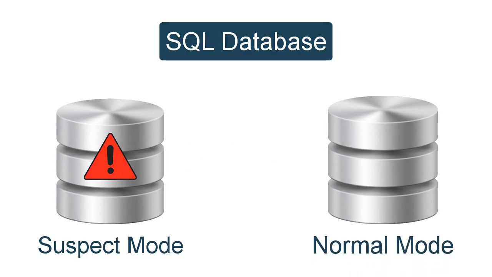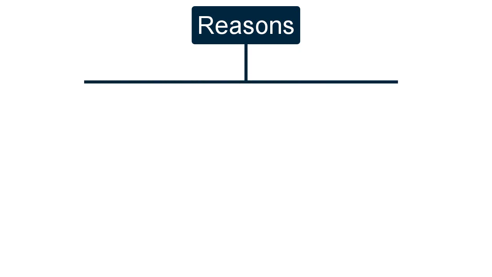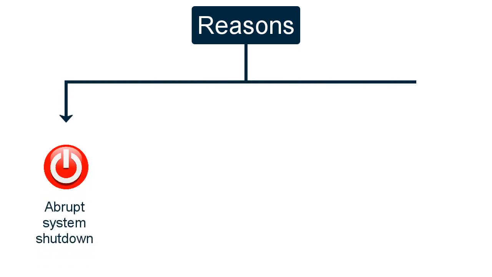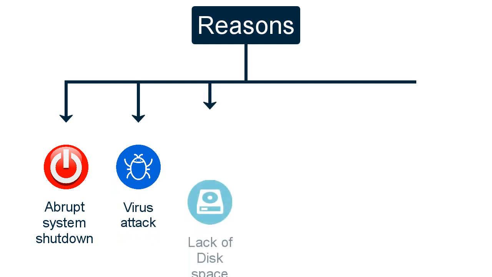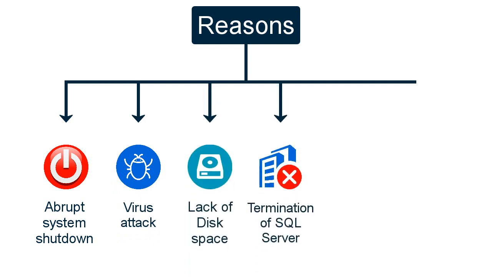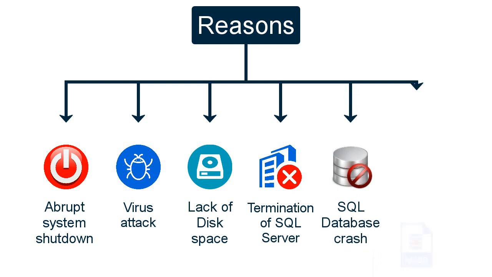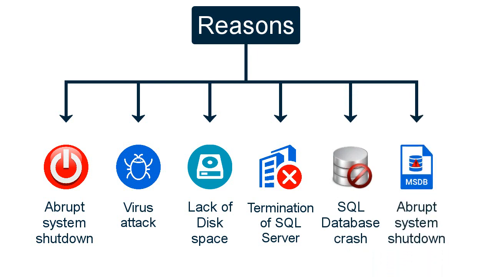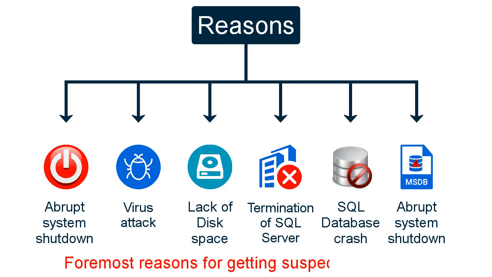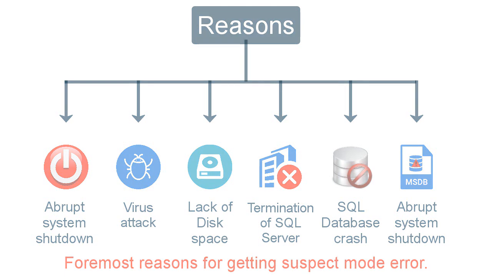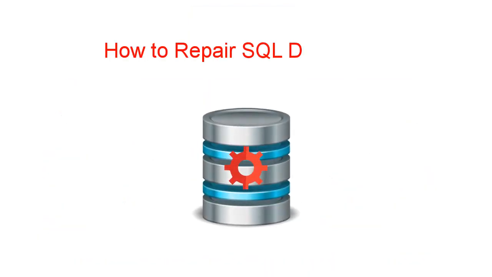Before going to the solution part, let's know the reasons why SQL database goes into suspect mode. Abrupt system shutdown, virus attack, lack of disk space, sudden termination of SQL server, SQL database crash, and corrupt MSDB data files are the foremost reasons for getting suspect mode error in SQL server. Now the question is how to repair the SQL database. So let's go ahead with the solution.